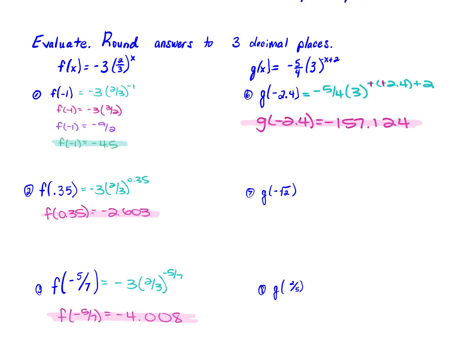For number 7, we have g of the negative square root of 2. So this is going to give us -5/4 times 3 to the power of the opposite of -square root 2 plus 2. Again, double negatives turn into positives. So when you go to plug this into your calculator, you can just do the square root of 2 plus 2 in your power. And that's going to give us g of the negative square root 2 is equal to -53.199.